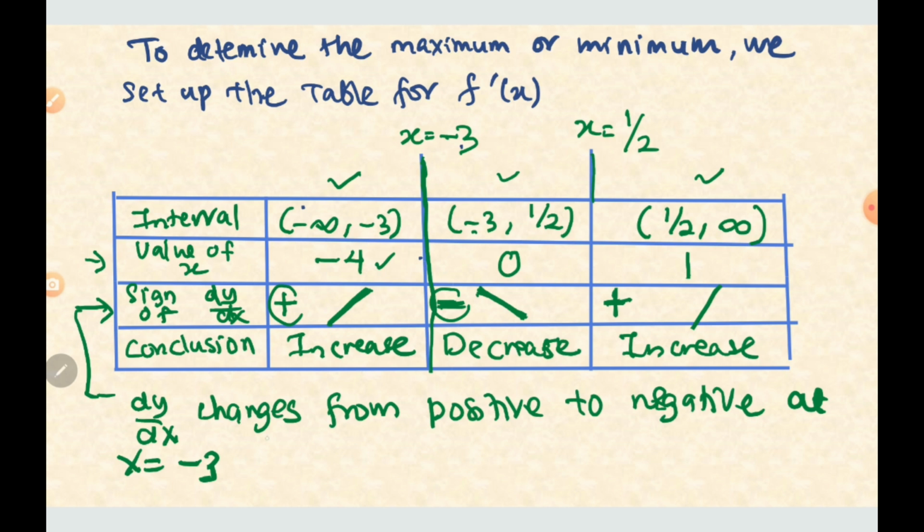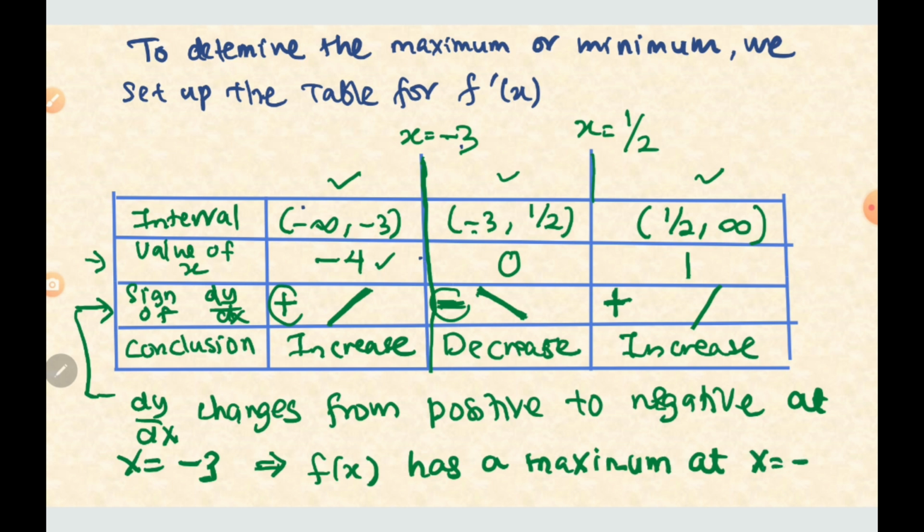what does it mean? It means that the function f(x) has a maximum at x equals -3. So we have a maximum point here at x equals -3.